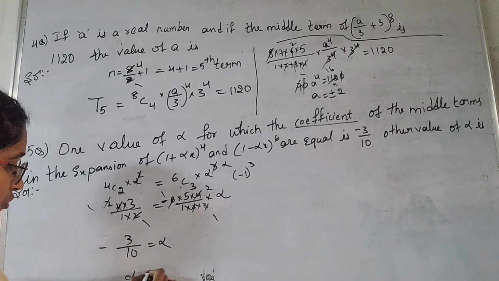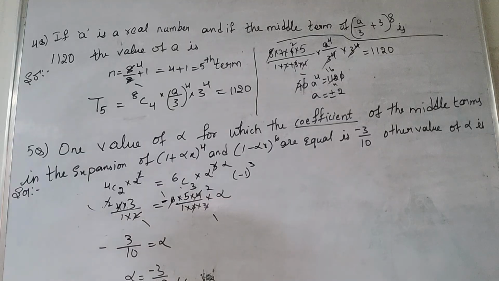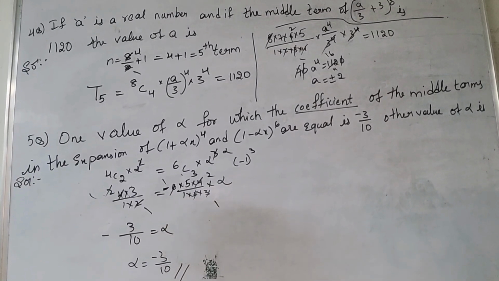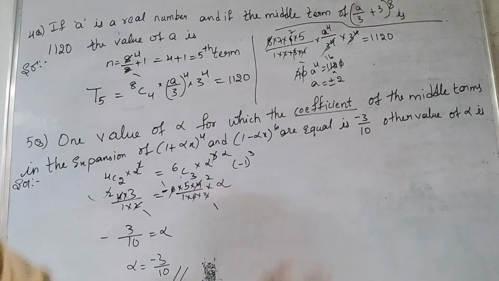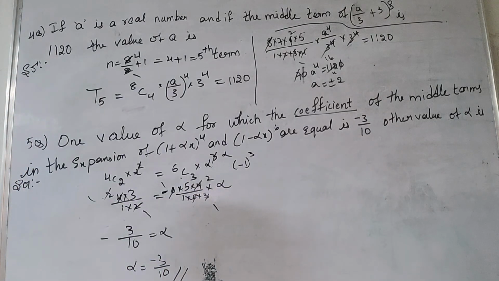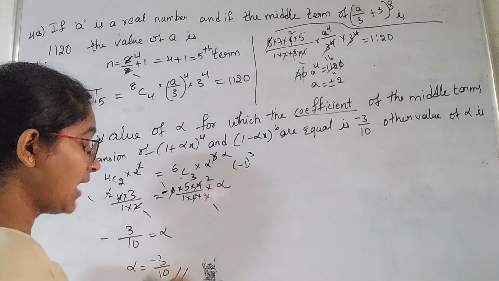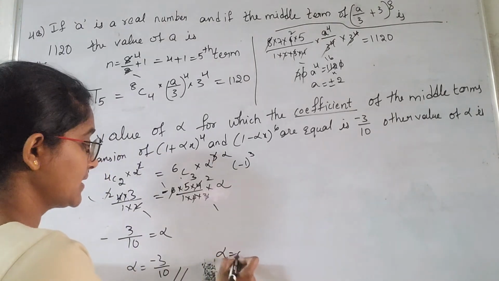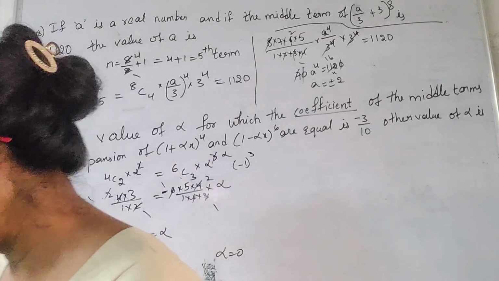So alpha is equal to how much? Minus 3 by 10. So in the question itself they gave that alpha is equal to minus 3 by 10. And they are asking us to find another value of alpha. So already we got the same answer. We don't have another answer. Then the other answer is going to be 0. Okay, so we'll do one more problem.